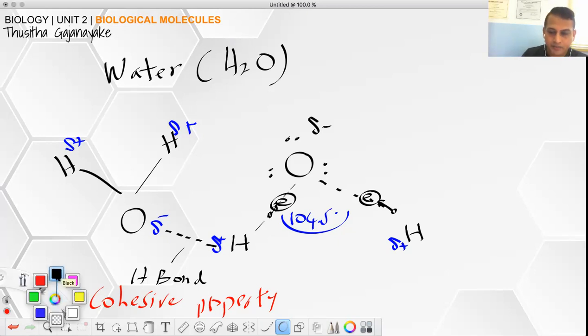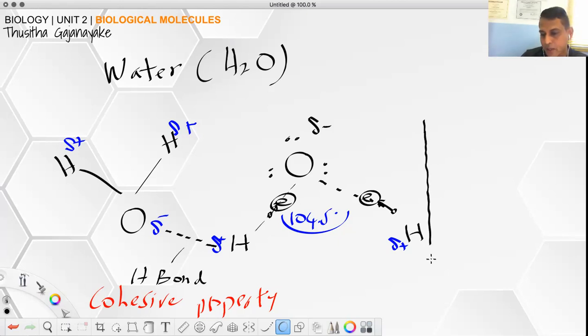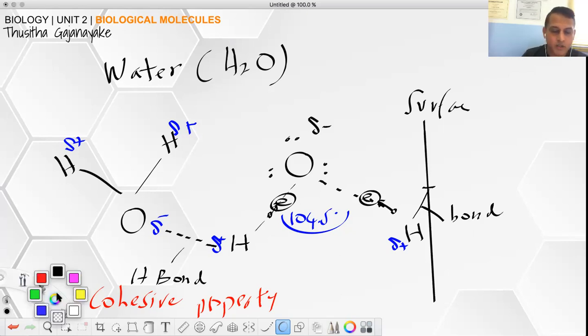And sometimes, if there is a surface, let's say this is the surface, and the surface is negatively charged, then the hydrogen is positively charged, and hydrogen can still make a bond with the surface. And this property is called adhesive property.